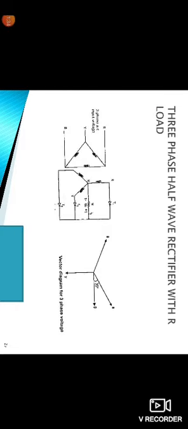Here is the three phase half wave rectifier with R load. Here the three phase AC input voltage, that is R, Y, B, the three phases, are connected to the thyristors, and V0 is the output voltage taken across R. The three thyristors are T1, T2, T3. Here is the vector diagram for the three phase voltages R, Y, B with an angle of 30 degrees.